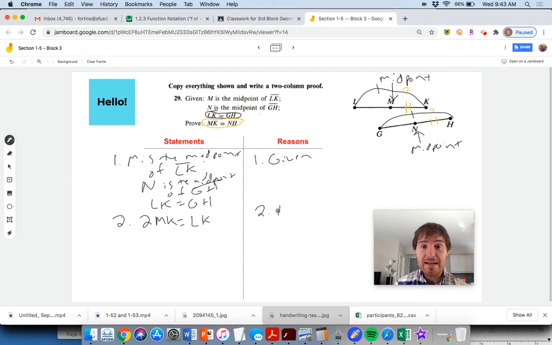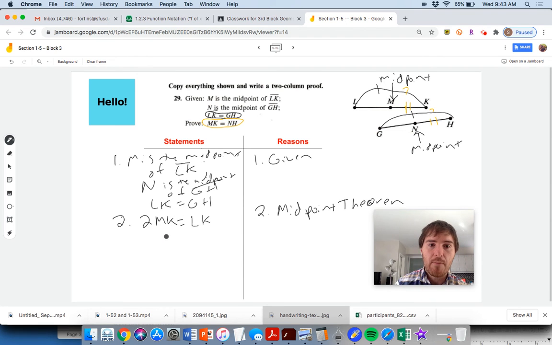And I know that because there's a midpoint going on here. What the midpoint is, a proven theorem, is showing us that we can state that one of the parts created by the midpoint, if we double the length, would be the same thing as the length of the whole thing. So that's the midpoint theorem. So I can do this for MK. I can also do this for NH.